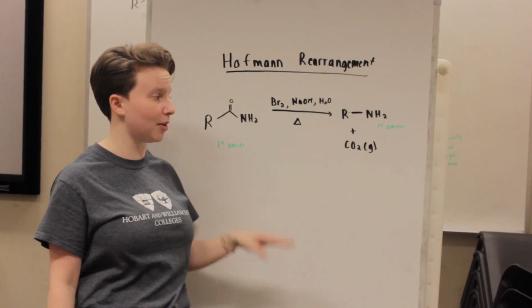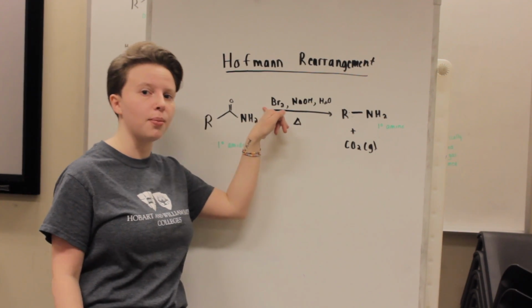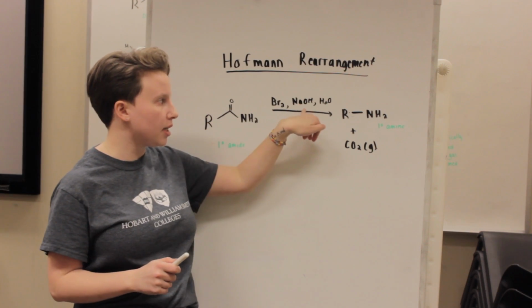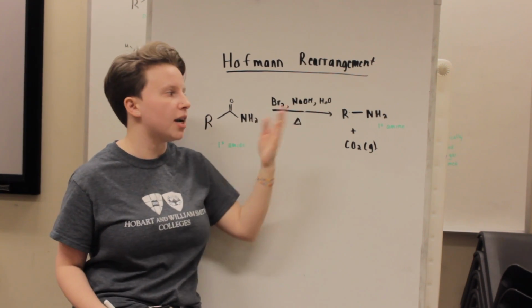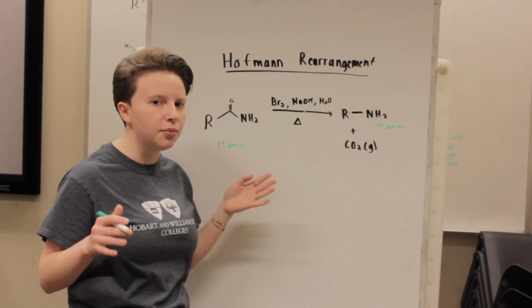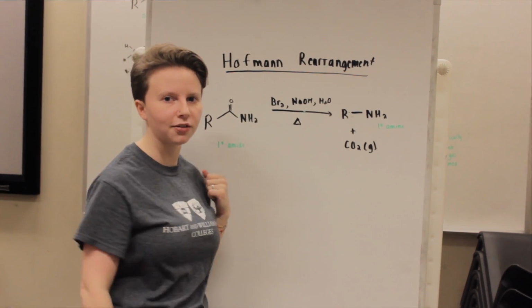So what conditions does this happen in? First, you have to have a halogen, so either Br2 or Cl2, a strong base, in this case NaOH, and it must be an aqueous solution, and you'll see why later in the mechanism, and then, if need be, a little bit of heat to kick that reaction off.